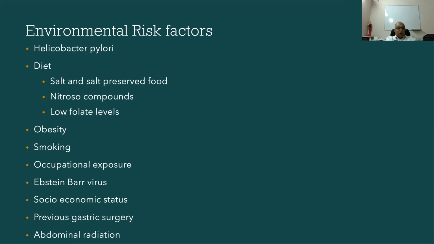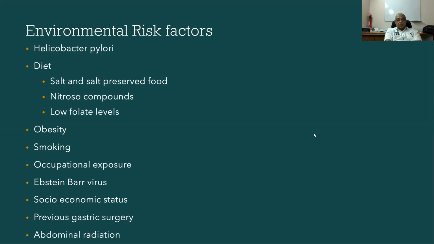Nitrous compounds are well known to be associated with malignancies of the stomach. Low folate levels are also supposed to be associated with malignancies. Obesity, smoking, and some occupational exposure to some compounds are shown to increase risk. Epstein-Barr virus has been associated. People who come from a low socioeconomic status, for some reason, tend to have more gastric cancers. One doesn't know the reason for this, but this is an association that has been shown.